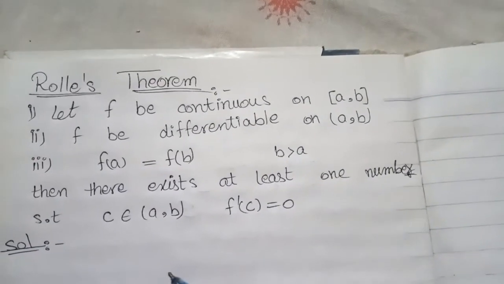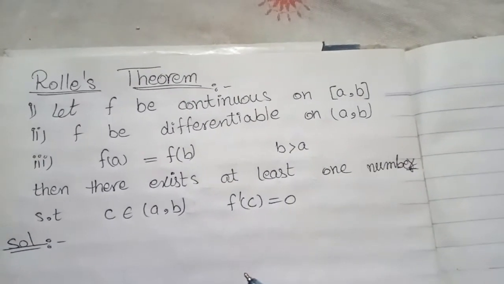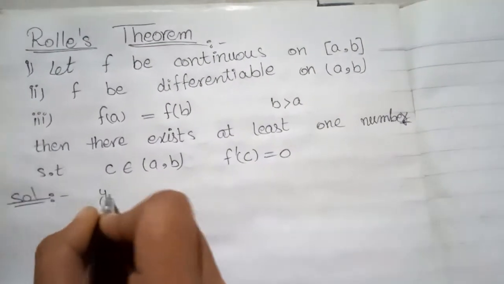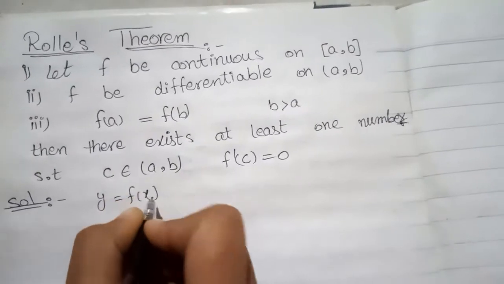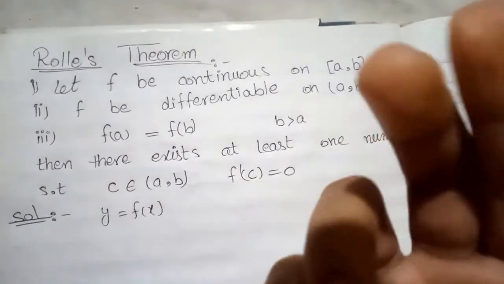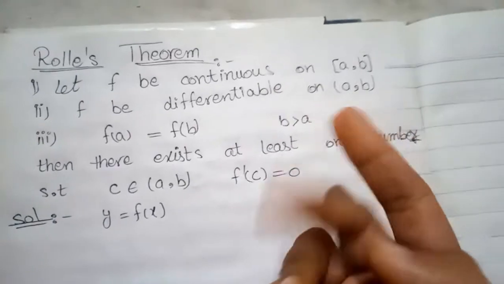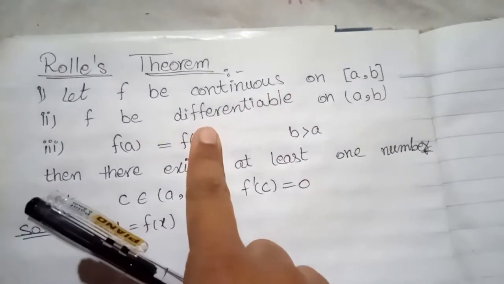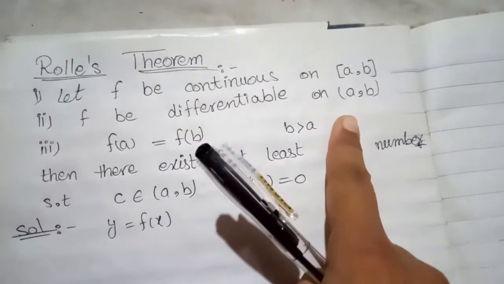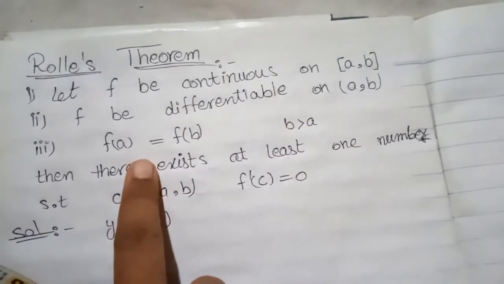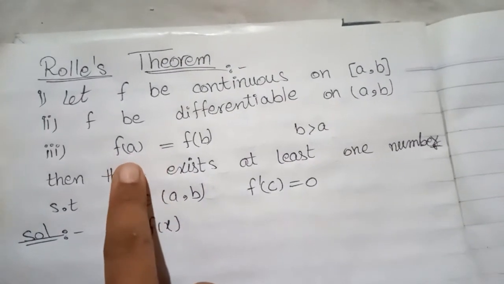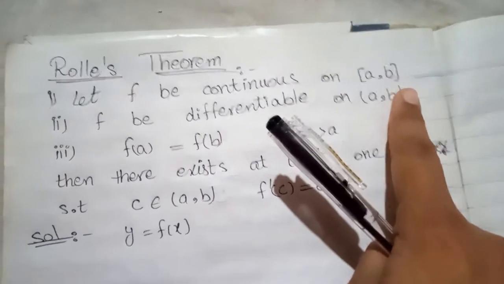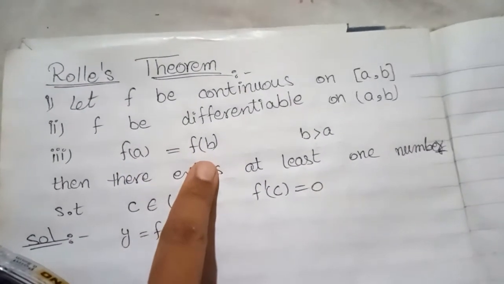So according to this theorem, we have a function y equals f(x). Let y equals f(x). The function has three conditions. The first condition is that the function is continuous. The second condition is that the function is differentiable on an open interval. And the third condition is that at the starting and ending points of the interval, the function's values are equal.